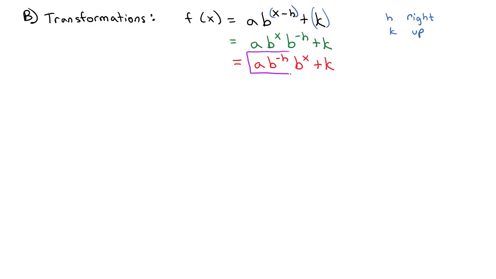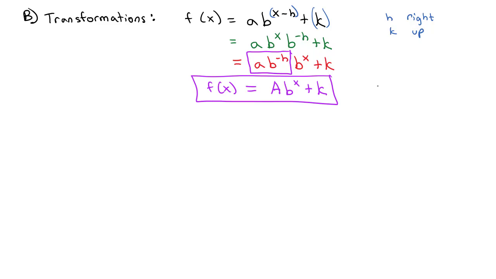Then we can group the a and the b to the negative h. Because there's no variables in there, that's going to be some constant number. They can group together. I'm going to call that the capital A times b to the x plus k. And so this becomes our new transformation equation that simply just transforms k units up. We actually don't ever have to worry about left and right transformations. We just have to go up and down because everything else gets absorbed into that a out front.